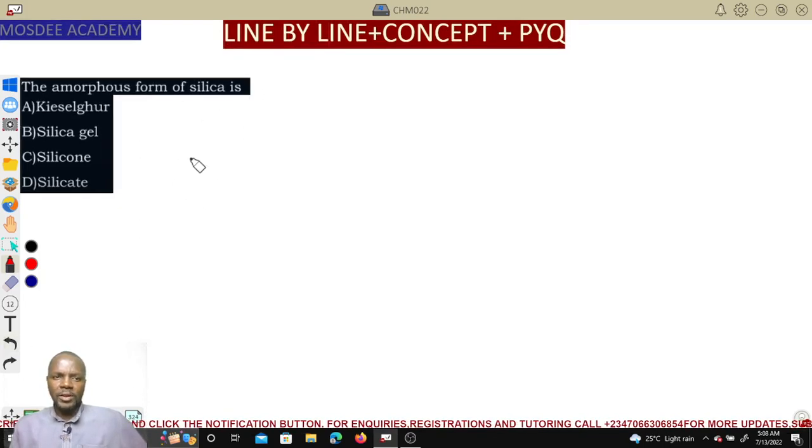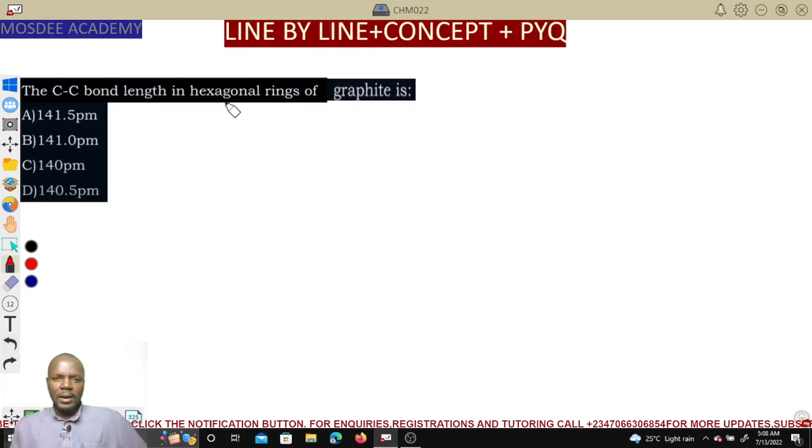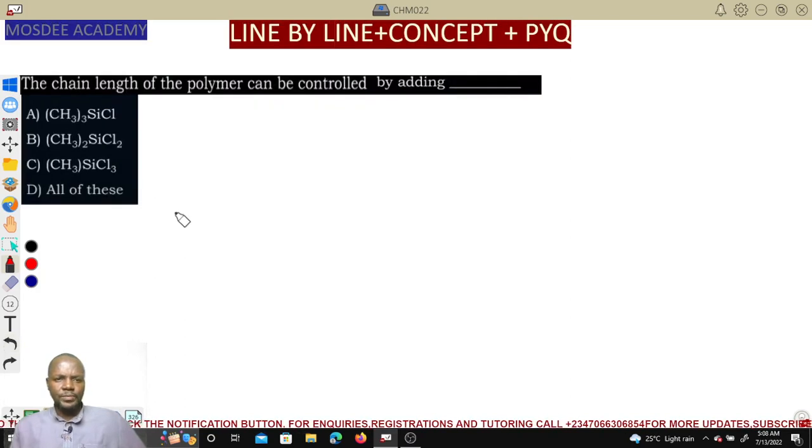The amorphous form of silica is kieselguhr. You can see this is the spelling. Please note that. The next one. The carbon-carbon bond length in graphite is dash. I think we've done this one the other time. It's 141.5 picometres. So please note that. I think it's a repetition of one question. The next one.